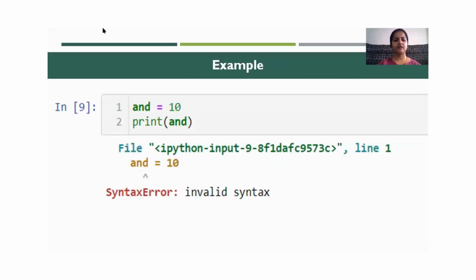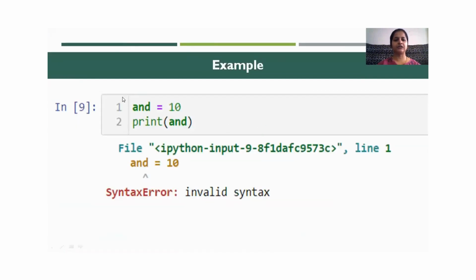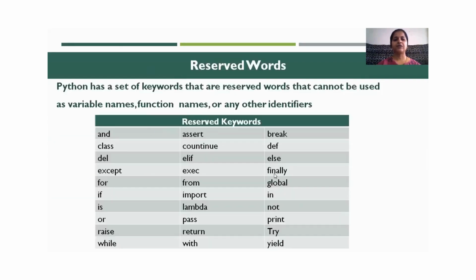So here we have 'and' as a reserved word, and that I am using here: and equals 10. So here I am getting a syntax error, invalid syntax. So we cannot use the reserved words as variable names.